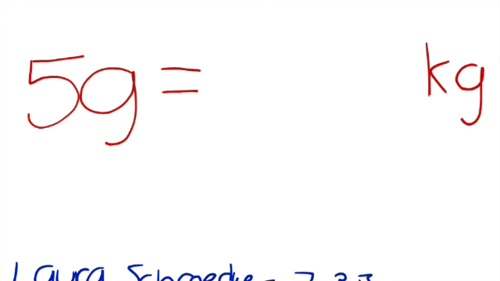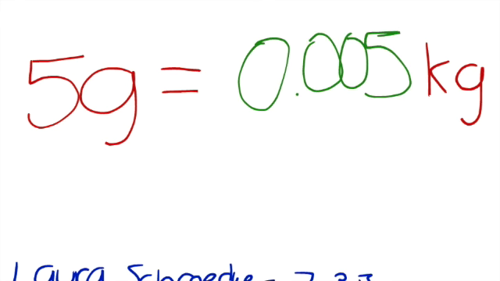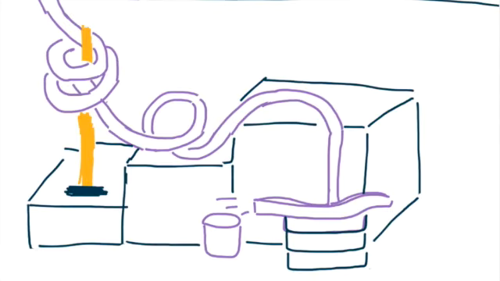So, that means that our answer is 5 grams is equal to 0.005 kg. Alright, that's been our mass conversion for the velocity raptor. So, I'm going to be looking for the velocity at the top of this loop.